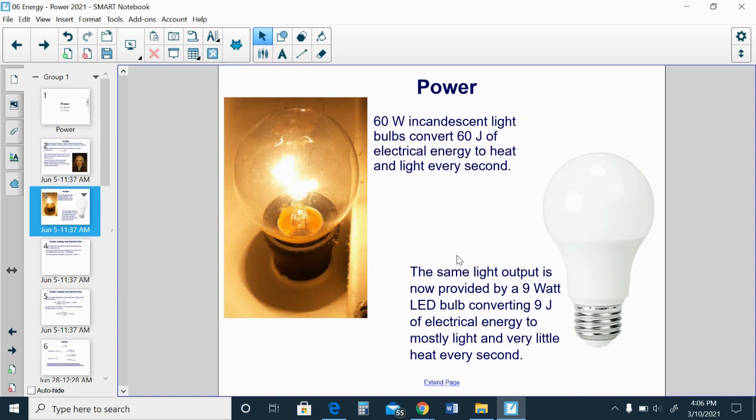Compared to this LED, so it's the same light output, but it's provided by a 9-watt LED bulb, and it's converting 9 joules of electrical energy to mostly light and very little heat every second. So this is a much more energy efficient technology, and it takes a lot less energy to run.